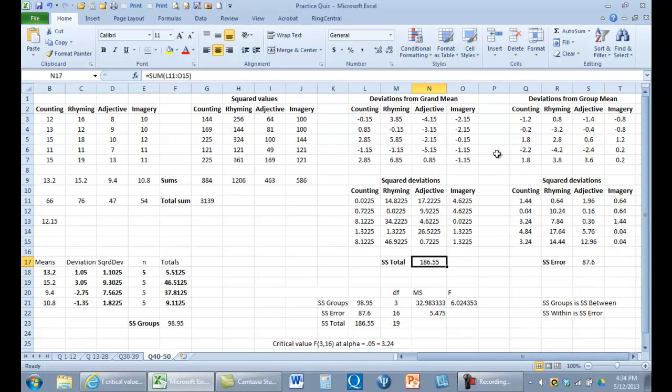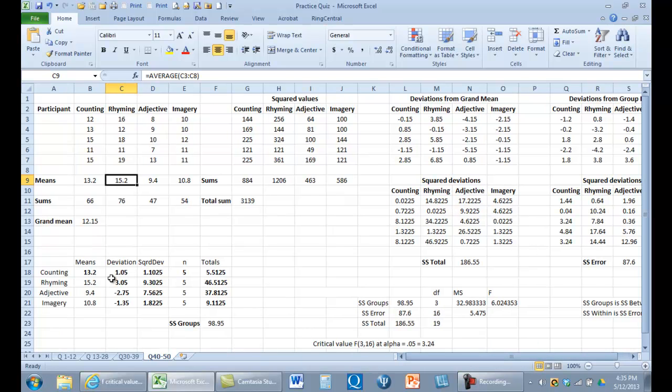Okay, now we'll do what's called the sum of squares error, in which we will take the value of each individual observation and then subtract the group mean from it. So 12 minus 13.2 is negative 1.2. 13 minus 13.2 is negative 0.2, and so on and so forth. Then over here we'll have 16 minus this group mean of 15.2. So we'll do that 20 times, square those, add those up. That's our sum of squares error.